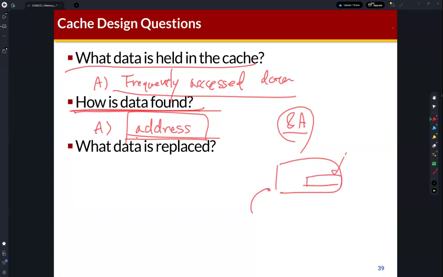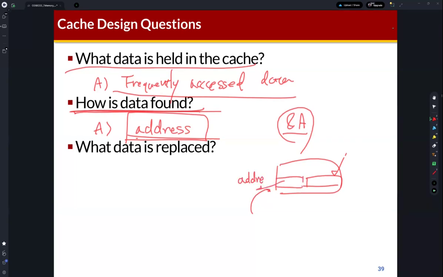But we need to identify whether the requested data is really in the cache or not, right? Then what is required? Because we cannot store all data in the cache. So in order to identify data in the cache, address information also needs to be stored in the cache along with data.